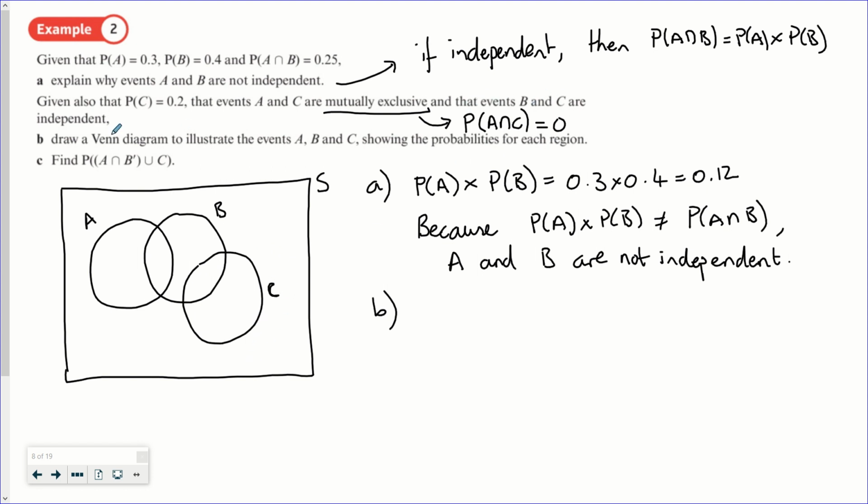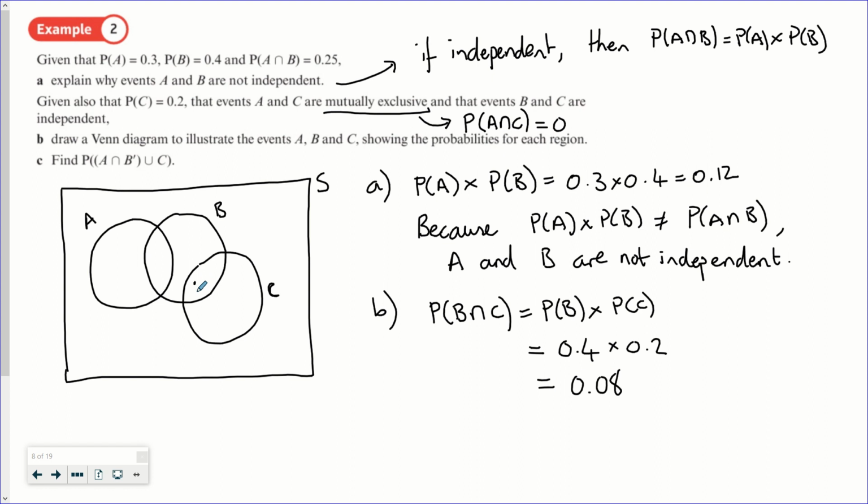Now we're also told that the events B and C are independent. So we'll bear that in mind. Let's just write down what that means. That means that the probability of B and C happening is the probability of B happening times by the probability of C happening. That's a definition of independence. So actually, we can work out what the probability of B and C happening is, because we know the probability of B is 0.4. We were given that at the start of the question. And we know the probability of C is 0.2. So if we times them together, we find out that the probability of B and C happening is 0.08. So let's put that on our Venn diagram. We know that that region there has a probability of 0.08 of happening.